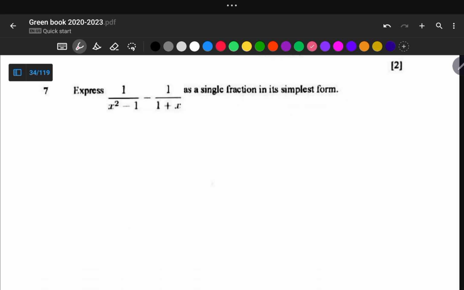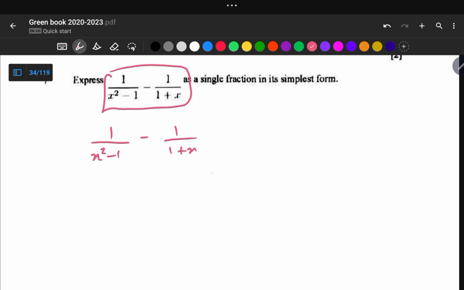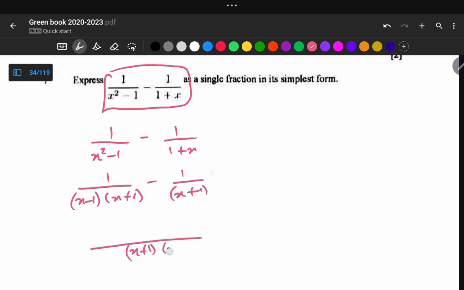So question number 7 is saying 1 over x squared minus 1, minus 1 over 1 plus x, as a single fraction in its simplest form. So we are required to express these two fractions as a single fraction in its lowest form. So we are having 1 over x squared minus 1 minus 1 over 1 plus x. Again, factorize the denominator of the first fraction, because here we are having a difference of 2 squares. So we can say it is x minus 1 times x plus 1, minus 1 over x plus 1. So x plus 1 multiplied by x minus 1 becomes our new common denominator.